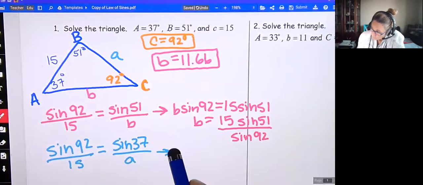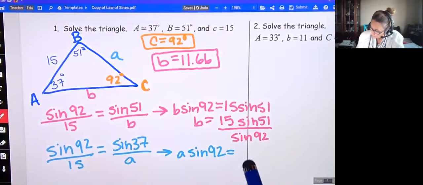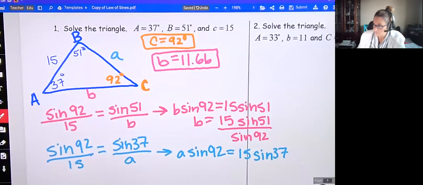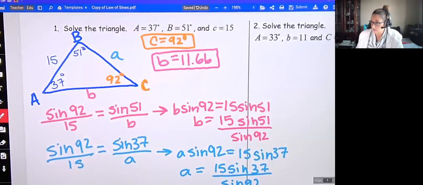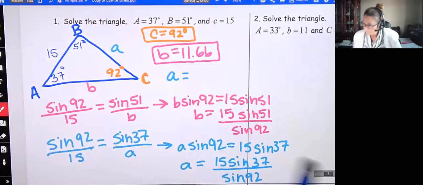I'm going to cross multiply. So I'm going to get A times sine of 92 is equal to, and then I'm going to cross multiply this direction, 15 sine of 37. I'm going to divide both sides by sine of 92. So 15 sine of 37 divided by sine of 92. And I'm going to put that in my calculator, and I'm going to get A equal.